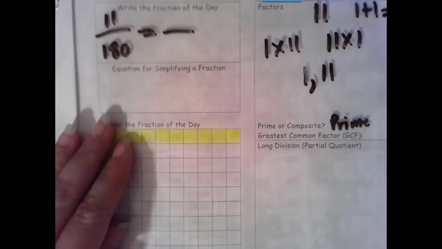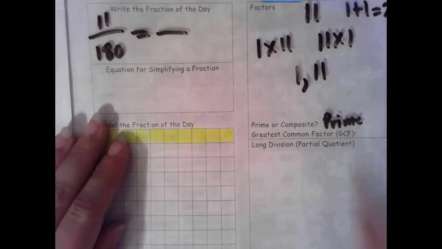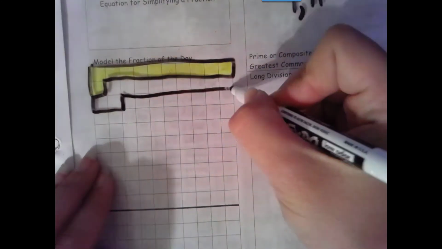All right. So now we're going to try to find our greatest common factor. We start with our greatest factor. We want to see if it will work for 180. So it doesn't matter what your group of 11 looks like, as long as you have 11 in each group and you keep the shaded separate from the unshaded.